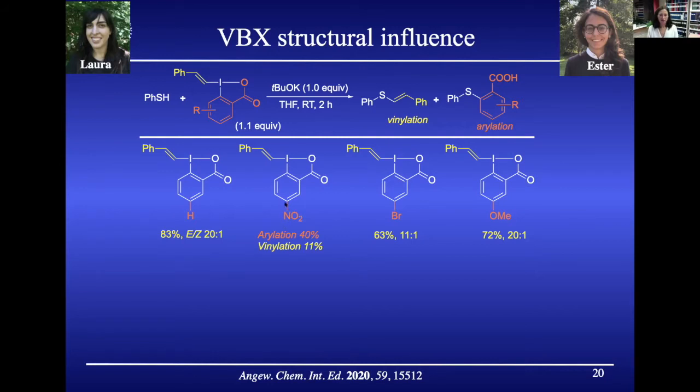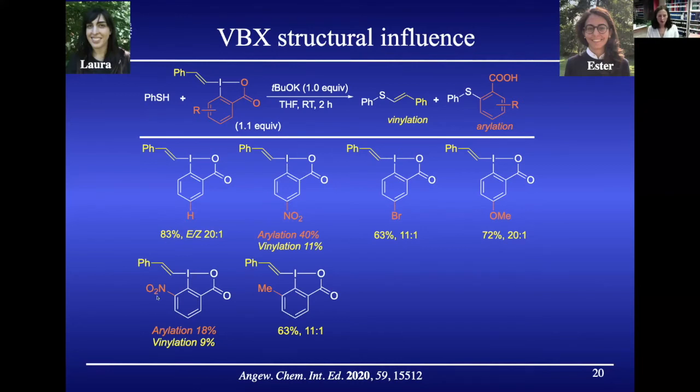If we put a nitro group in the para position to the iodine, we suddenly have arylation as our major product. So we get this type of product as the major. And the vinylated product was formed only in a small amount. With other substituents in the para position, we are back to seeing only vinylation, but in lower yields when it comes to the bromine substituent, and also decreased EZ ratio. Putting a methoxy substituent there, we get high EZ ratio again, but slightly lower yield.